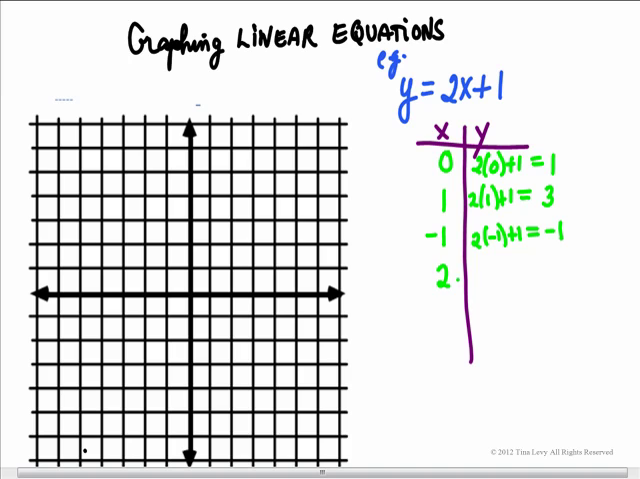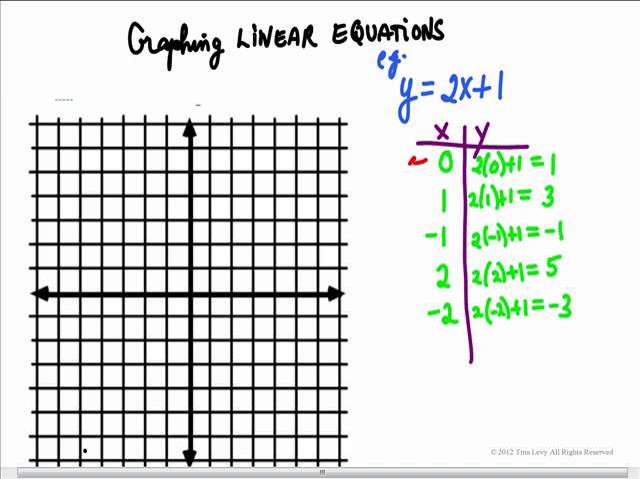Then I'll let x be 2. 2 times 2 plus 1. 4 plus 1 is 5. Let x be negative 2. 2 times negative 2 plus 1. Negative 4 plus 1 is negative 3. So we'll start with those ordered pairs. We'll now proceed to graph this.